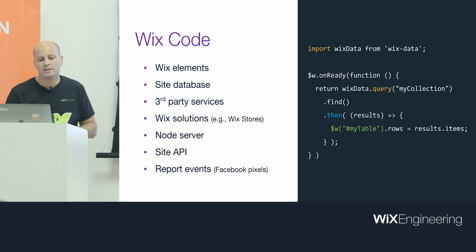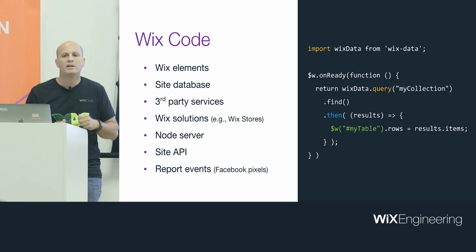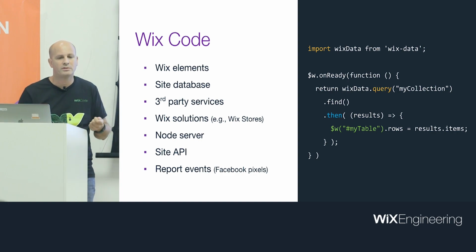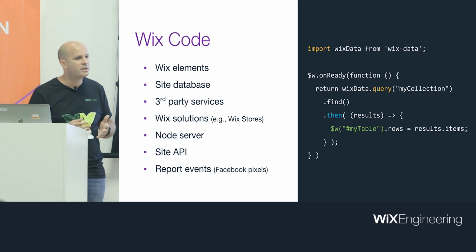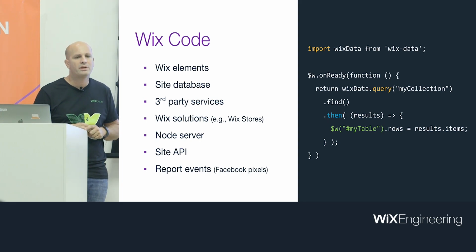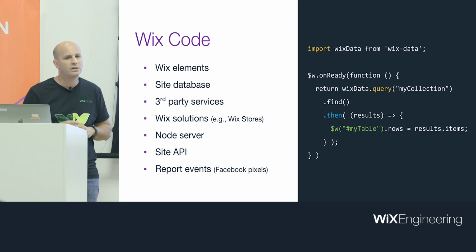We let them introduce an API to their site. So if they have, I don't know, a legacy system that wants to communicate with it, or a mobile application, they can now have an API from their site. We let them report events to Google, Facebook Pixel, or Google Tag Manager, which can help them in their own specific business logic.